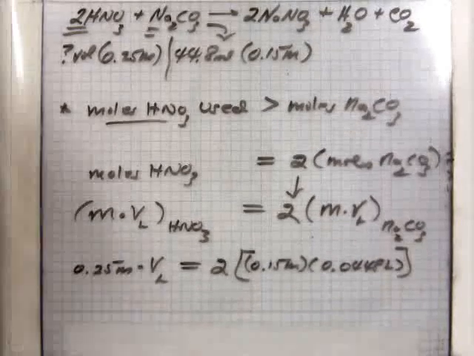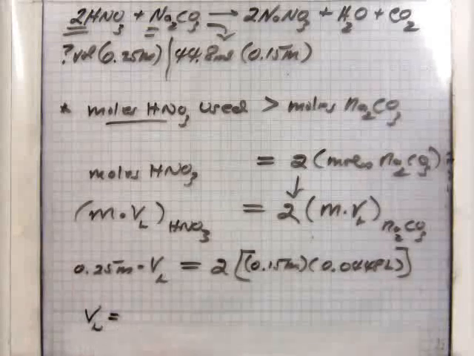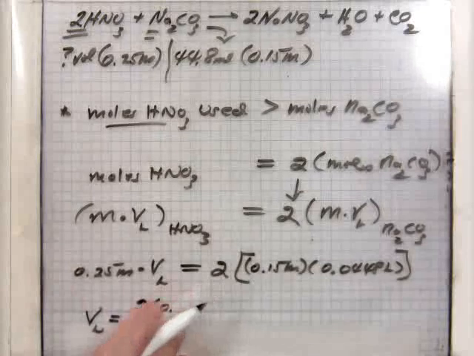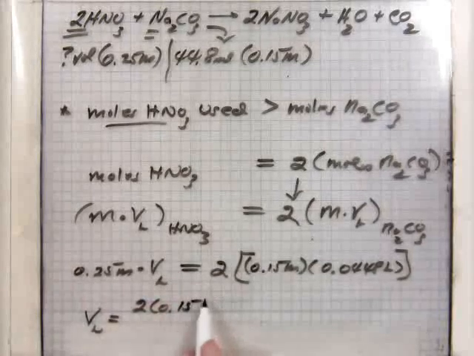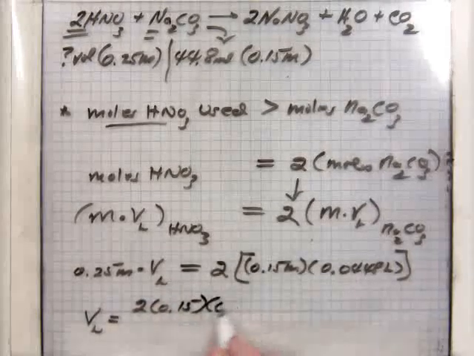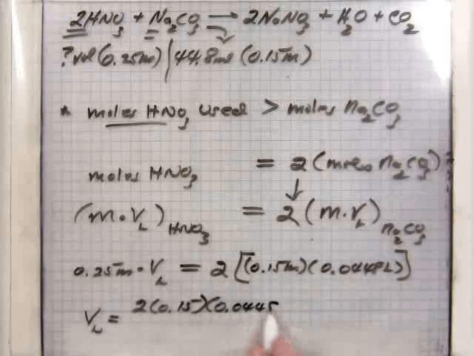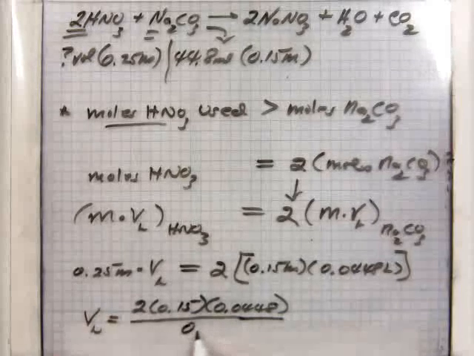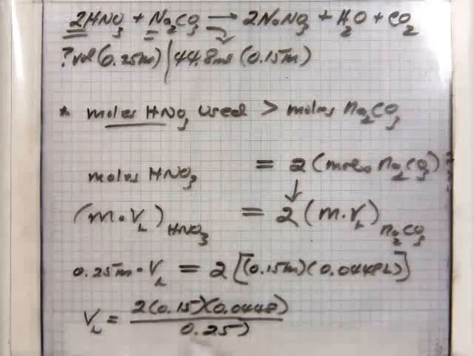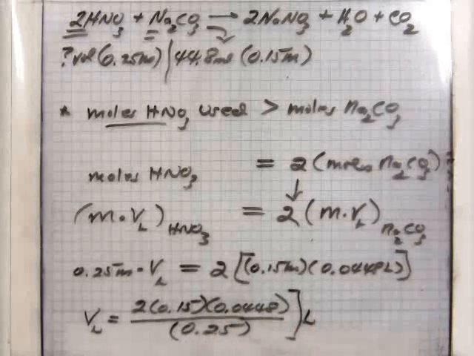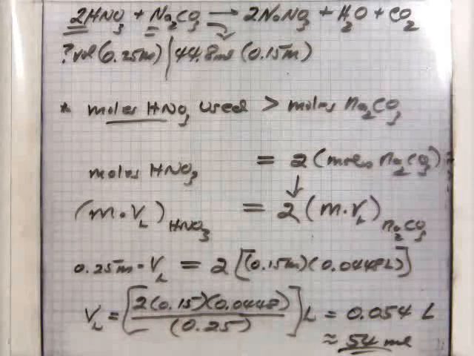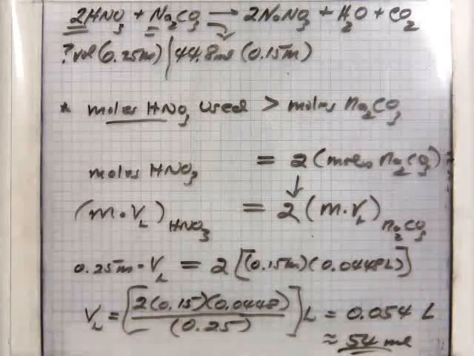So, volume in liters used is 2 times 0.15 times 0.0448 divided by 0.25, and everything's going to come out in liters in this case. 0.54 liters or 54 milliliters, multiplied by 1,000.